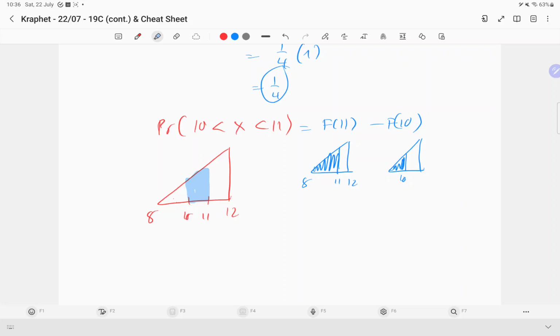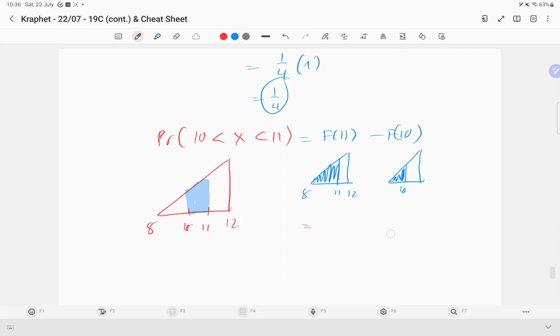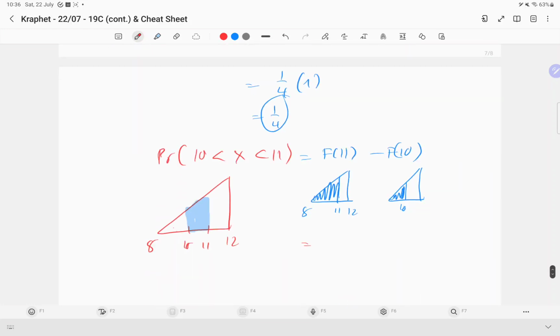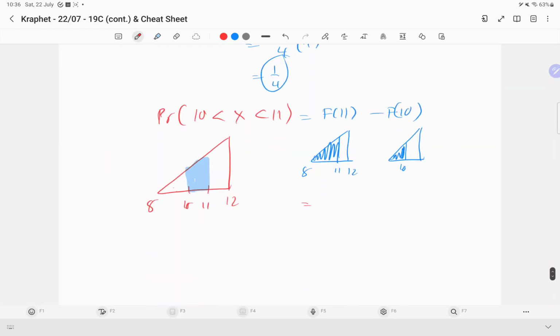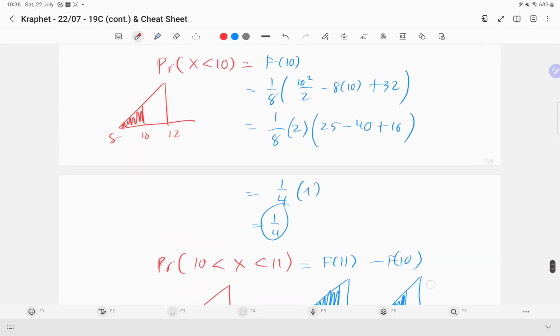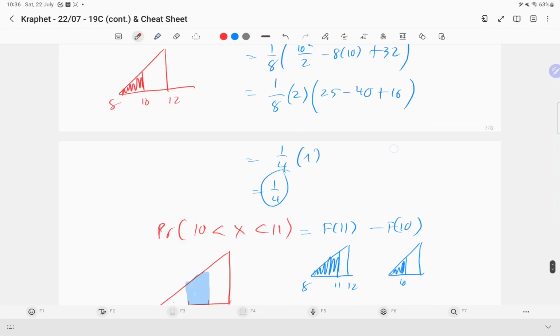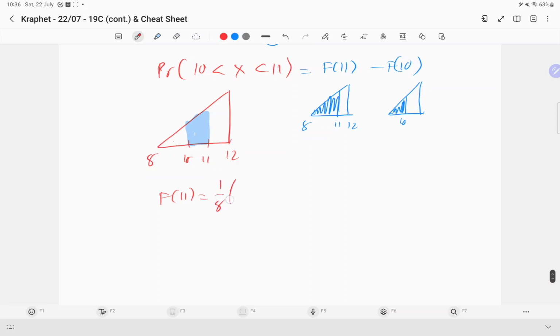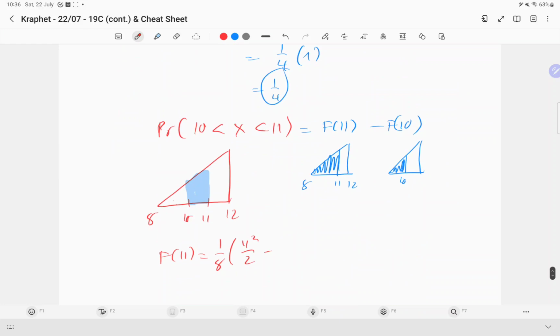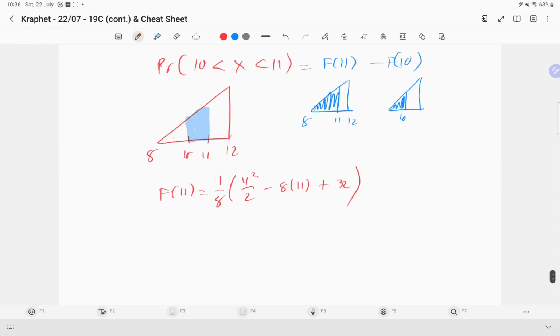Make sense? Yeah. Well, okay, so then you just already calculated half of that. So now we just need to calculate big F of 11. And then you can actually do that separately. So big F of 11 would be sub 11 into the formula. So 1 over 8, 11 squared over 2 minus, this one is a hard one to do, 8 times 11, and then plus 32. Yeah, I think this one's got to work through it.